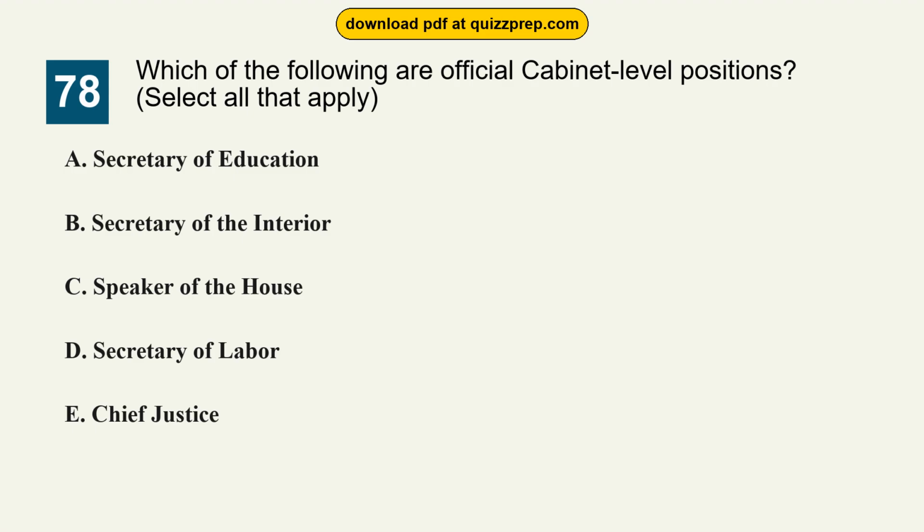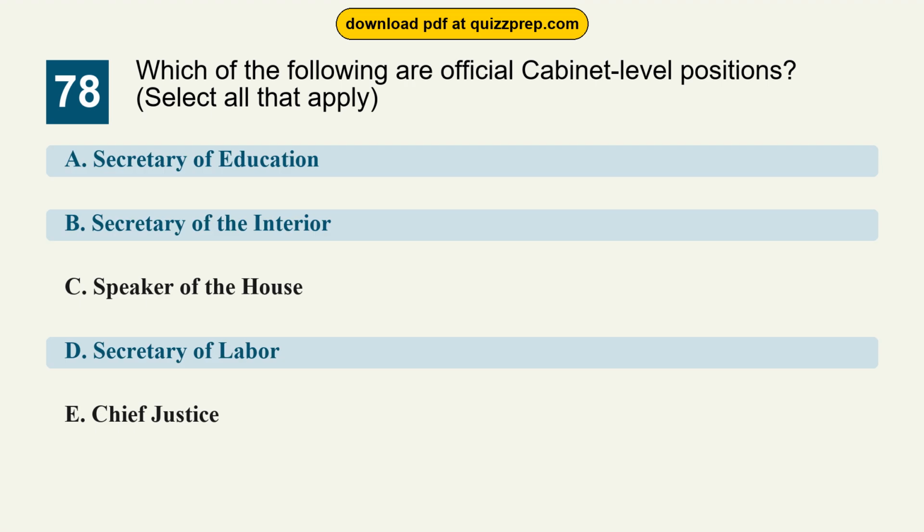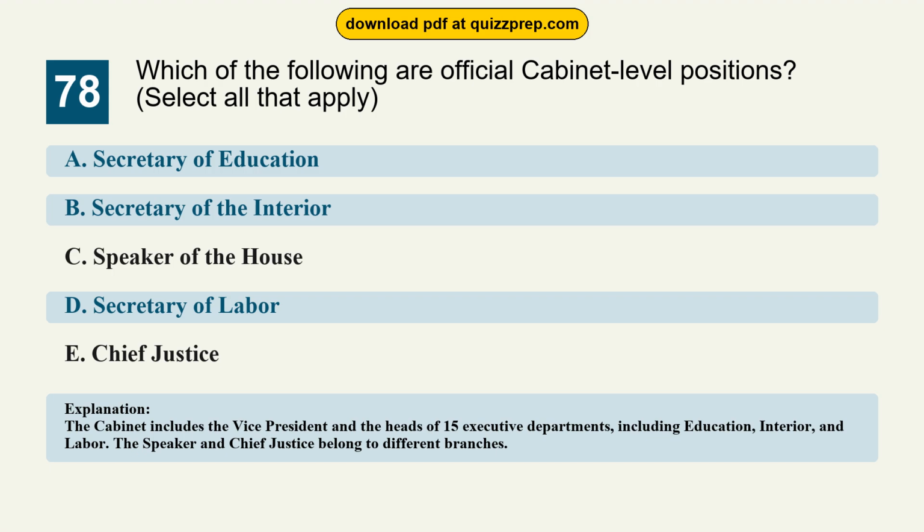Question 78. Which of the following are official cabinet-level positions? Option A, Secretary of Education. Option B, Secretary of the Interior. Option C, Speaker of the House. Option D, Secretary of Labor. Option E, Chief Justice. The correct answers are options A and B and D. Secretary of Education, Secretary of the Interior, Secretary of Labor. The Cabinet includes the Vice President and the heads of 15 executive departments, including Education, Interior, and Labor. The Speaker and Chief Justice belong to different branches.